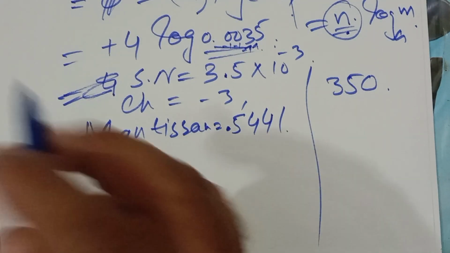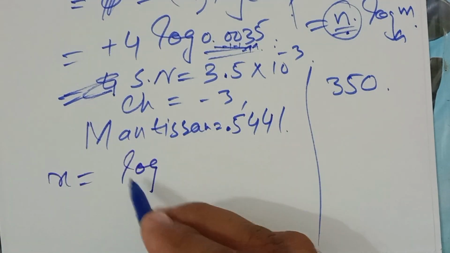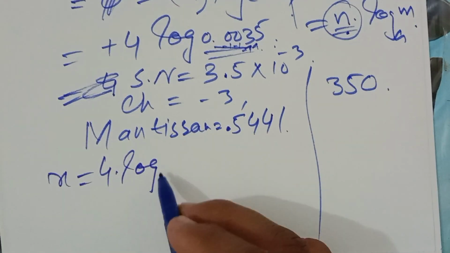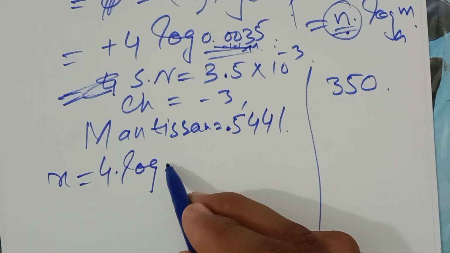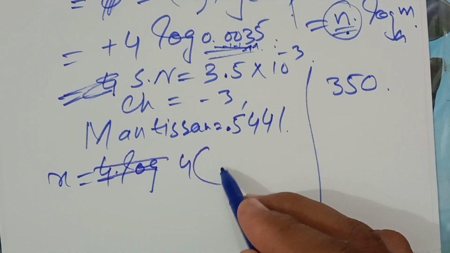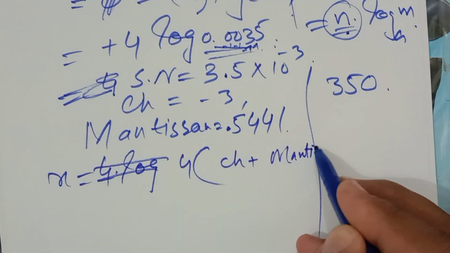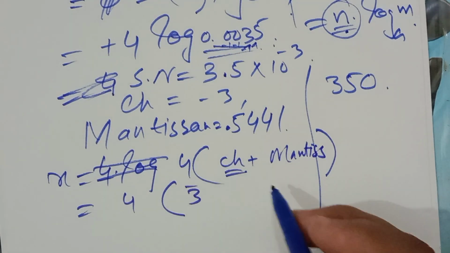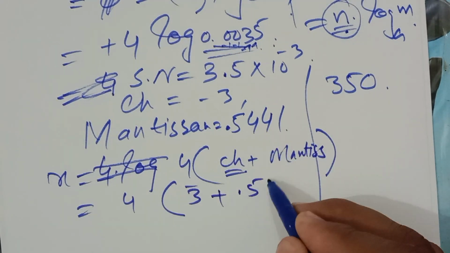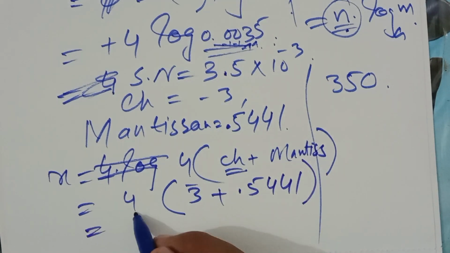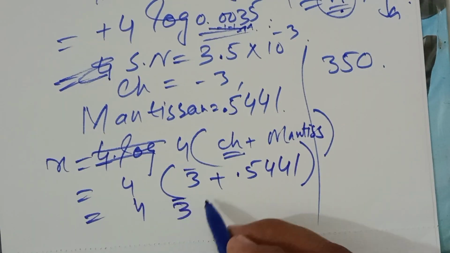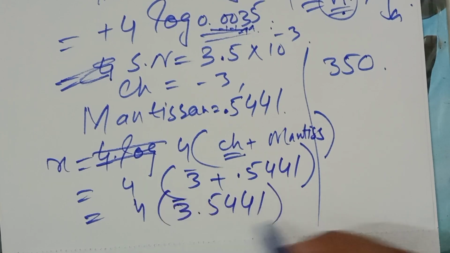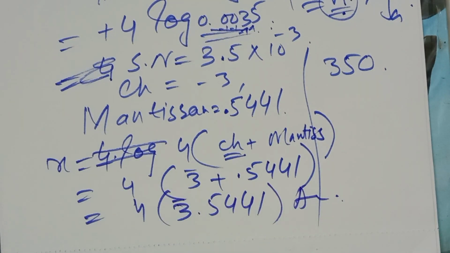Now log of x is equal to 4 times the log of the value. So we can write the log as the sum of characteristic plus mantissa. So 4 times, where the characteristic is negative 3, plus the mantissa 0.5441. So we can write 4 times negative 3.5441, which is our answer. You can further multiply the given expression to get a more simplified answer.